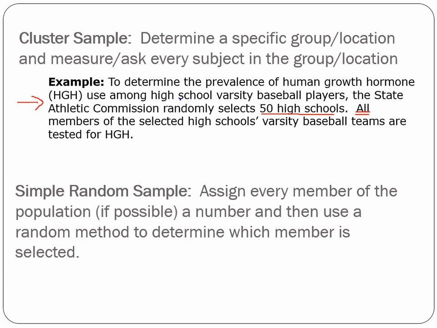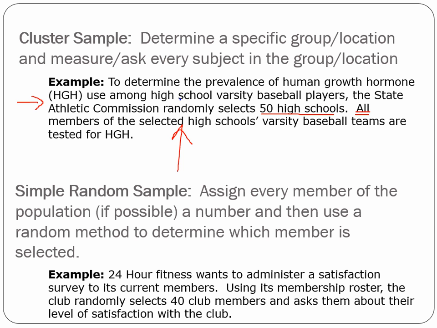One that's probably the best method in theory, but it's really, really hard to do, is simple random sampling, where every member of the population gets a number, and then you use some kind of random method to determine which number or which person, which member, which plant, which animal you're measuring gets selected. This is hard to do because, when you think about the baseball example above, if you wanted to randomly select from all high school baseball players, that's a lot of people in a number, and it'd be really hard to collect that data. So an example of simple random, so 24 Hour Fitness wants to administer a satisfaction survey.